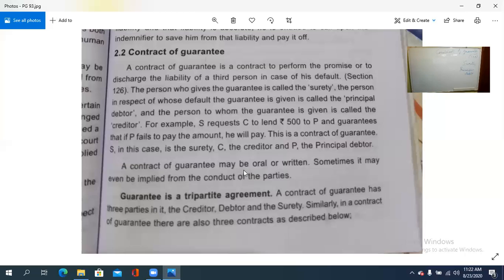Surety, principal debtor, and the person to whom the guarantee is given is called the creditor. So how is it? Surety, principal debtor, and creditor. So look, who is a surety? The person who gives the guarantee. The one who gives the promise to pay, that is the surety.